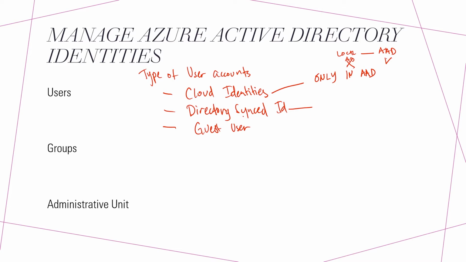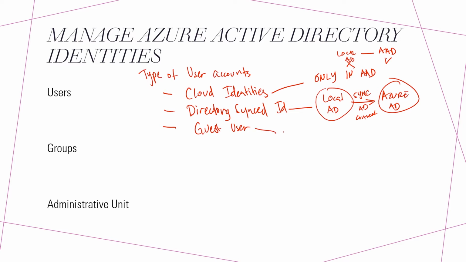Directory synced identities are the opposite of this one. They are actually created in the local AD and then synced to Azure AD. As we mentioned earlier about AD Connect, that's made possible by Azure AD Connect. In this case, the account will exist in both the local AD and Azure AD.